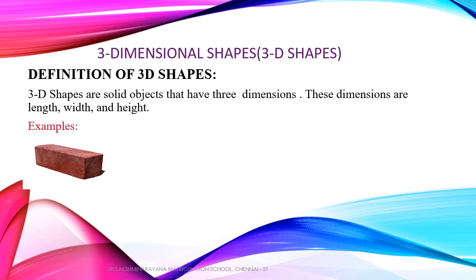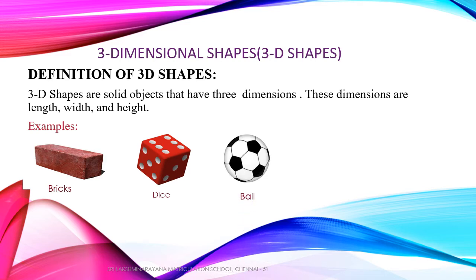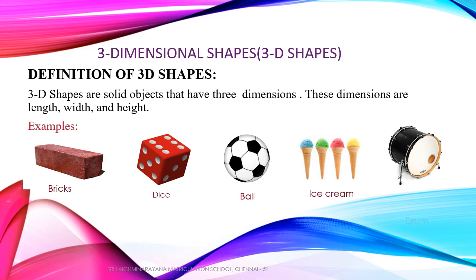Practical examples of 3D shape. Let's see, brick, example for cuboid, dice, example for cube, ball, example for sphere, ice cream, example for cone, drum, example for cylinder.